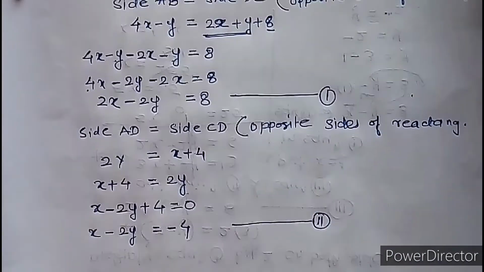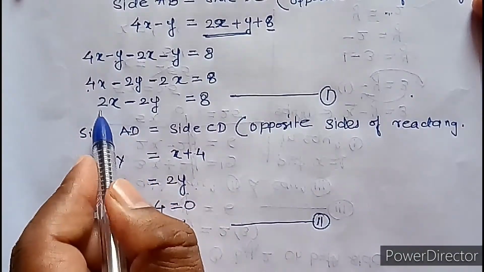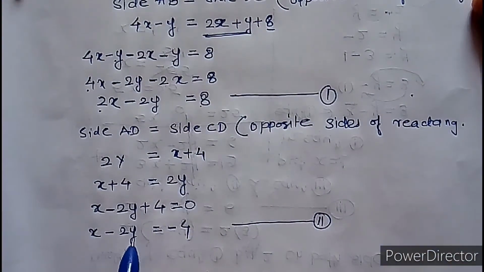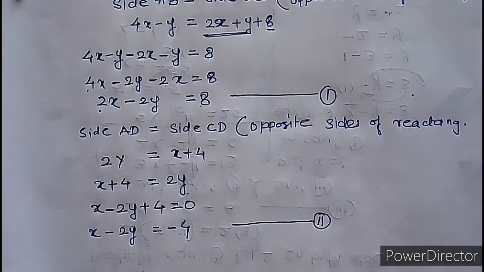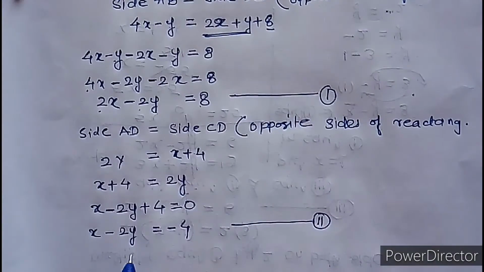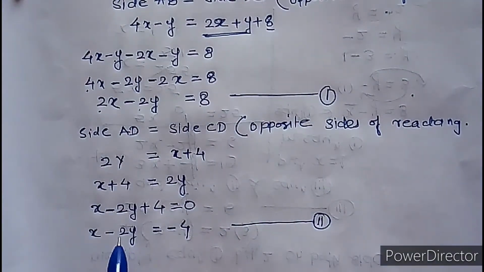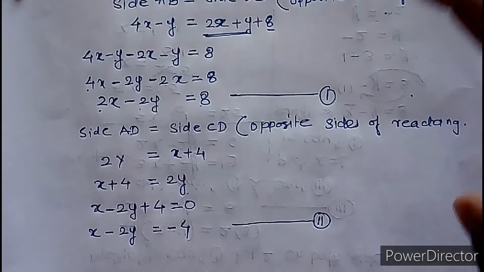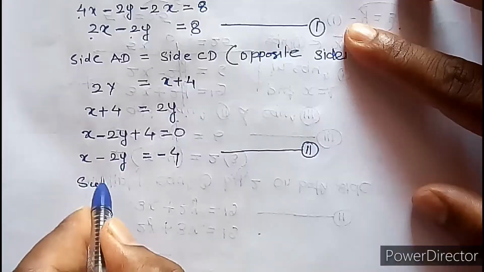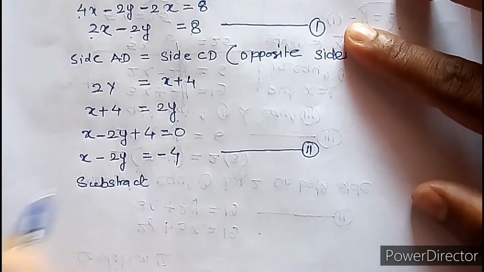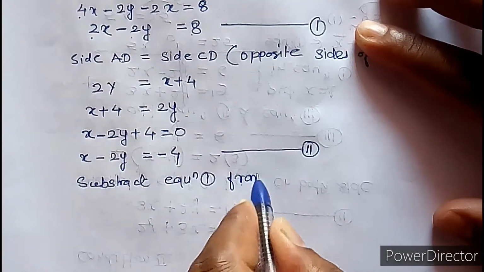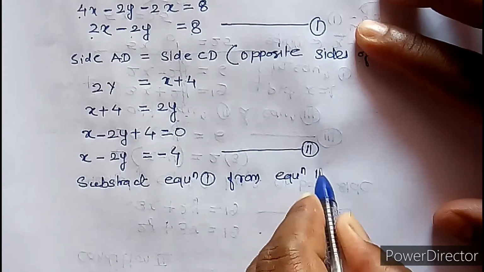Now we get two equations: the first equation is 2x minus 2y equals to 8 and the second equation is x minus 2y equals to minus 4. Here the coefficient of y is minus 2 and here the coefficient of y is minus 2. That's why we are subtracting. Then subtract equation 2 from equation 1, or you can subtract equation 1 from equation 2. Now subtract equation 1 from equation 2.